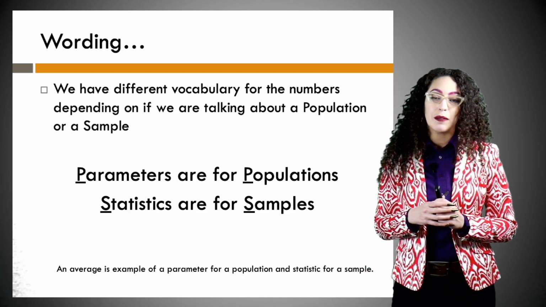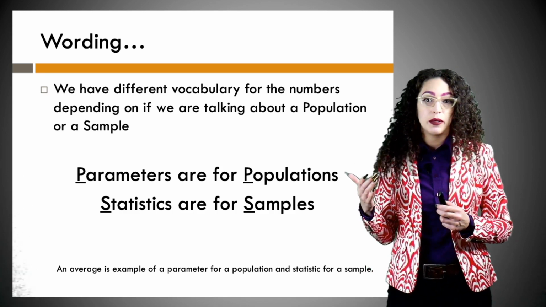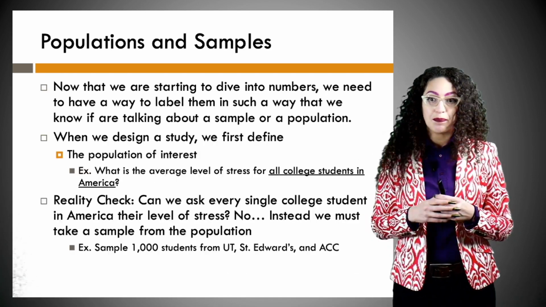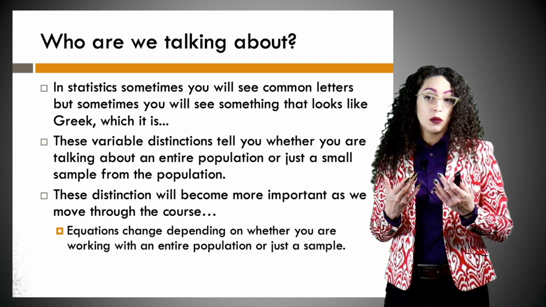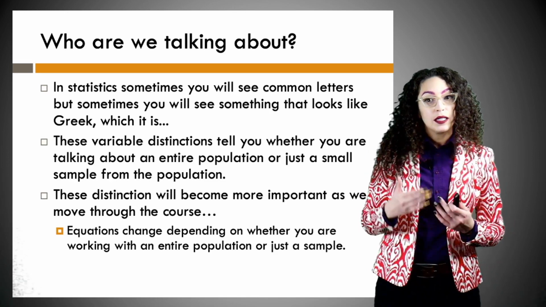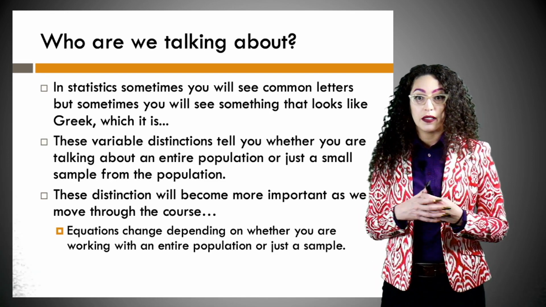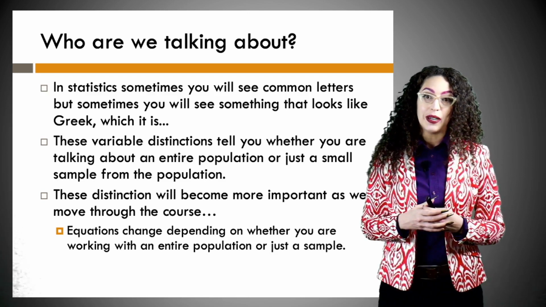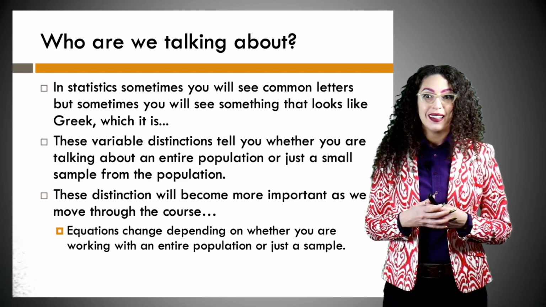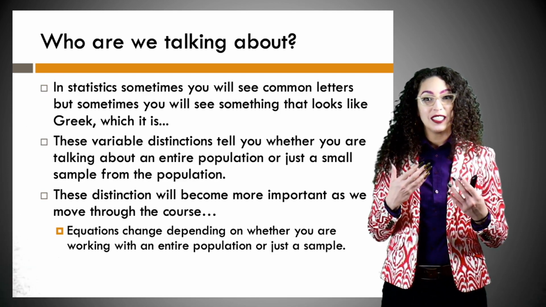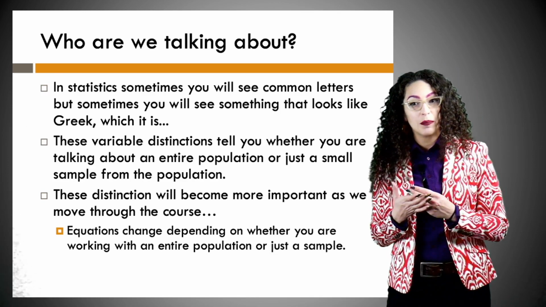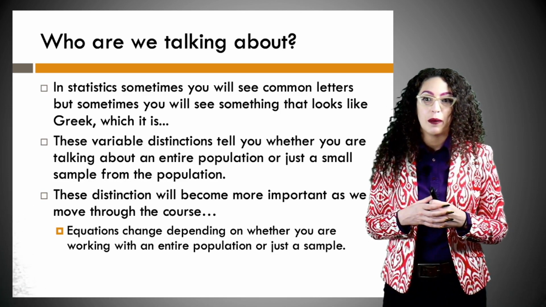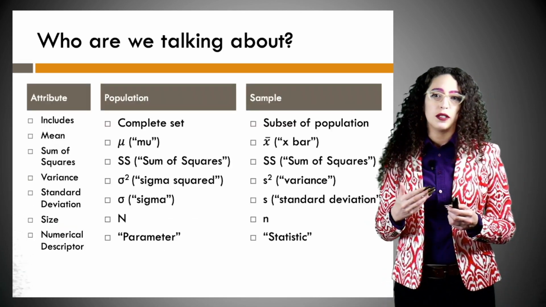This may seem a little bit arbitrary, but it is important to differentiate between the two so people know what you're talking about. So how do we know which one we're talking about? In statistics, you'll sometimes see the common letters that we think of, like the Roman alphabet, and sometimes you'll see things that look like ancient Greek because they are actually Greek. These variable distinctions tell you if you're talking about an entire population or just a sample from that population. I just want to introduce you to this notation.